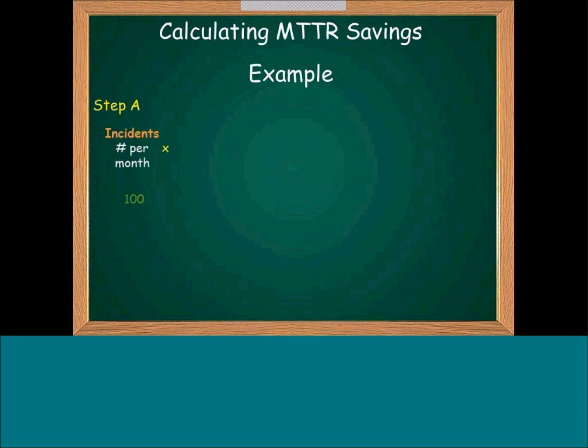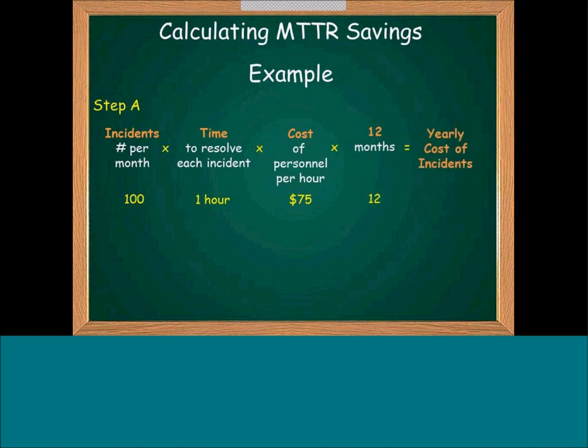Let's say that the number of incidents we experience per month is a round number of 100 incidents. And let's say that on average the time to resolve each incident is 1 hour. Some are more, some are less. On average it's 1 hour. And let's say that the cost of personnel per hour on average is $75, which, as we've discussed before, is probably a reasonable number to use in this industry. And then we multiply that by 12 months, and that will yield a yearly cost of incidents in this example of $90,000.